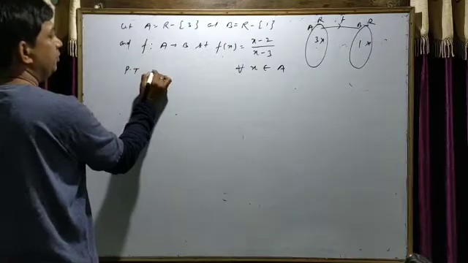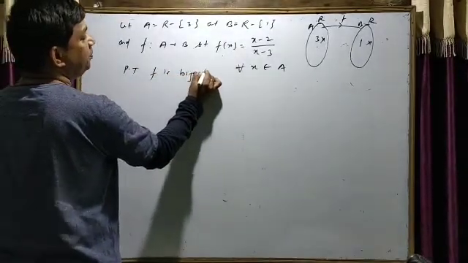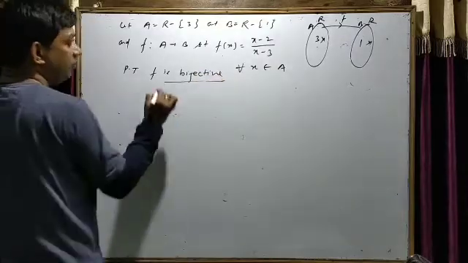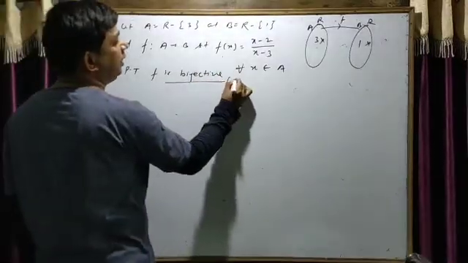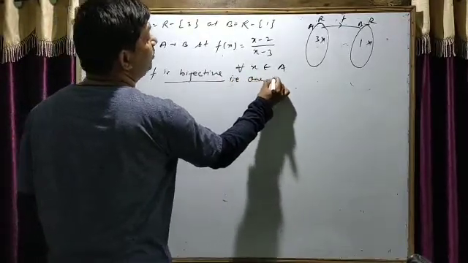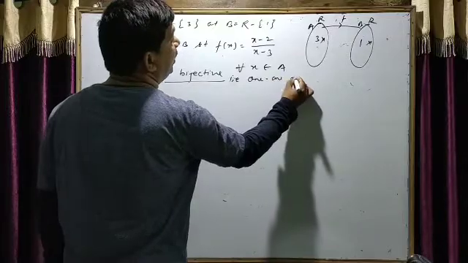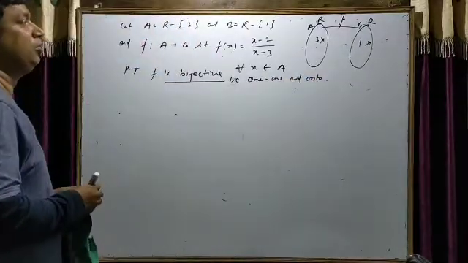Prove that f is bijective. Bijective means 1-1 and onto. That is, 1-1 and onto. We have to prove it is 1-1 and onto.